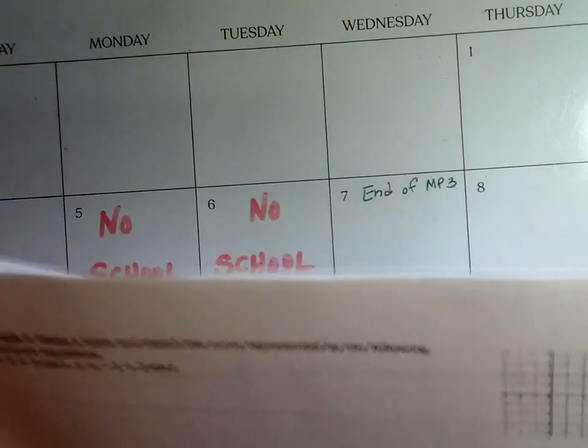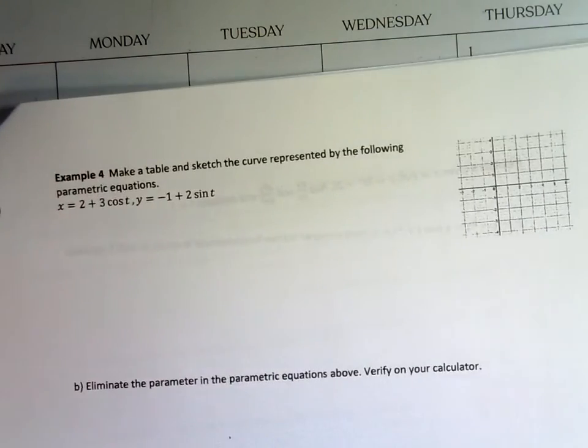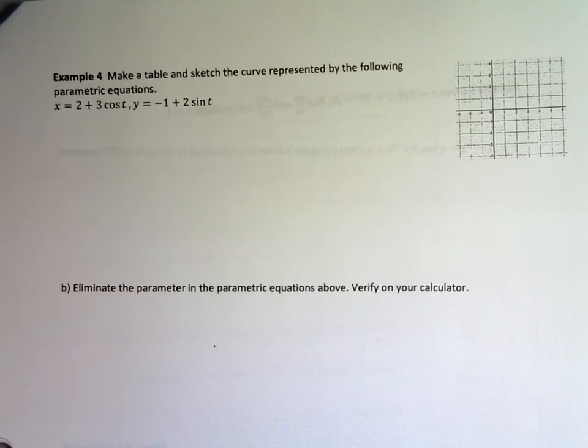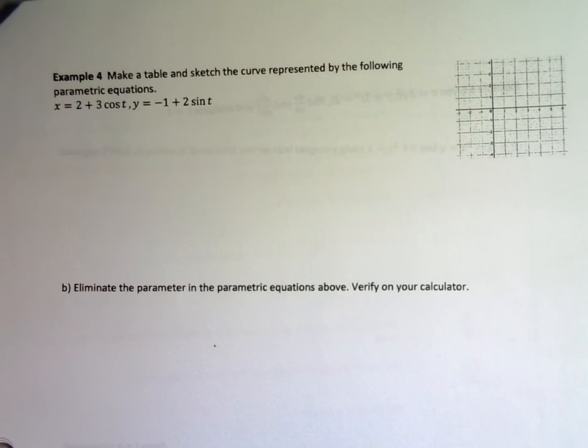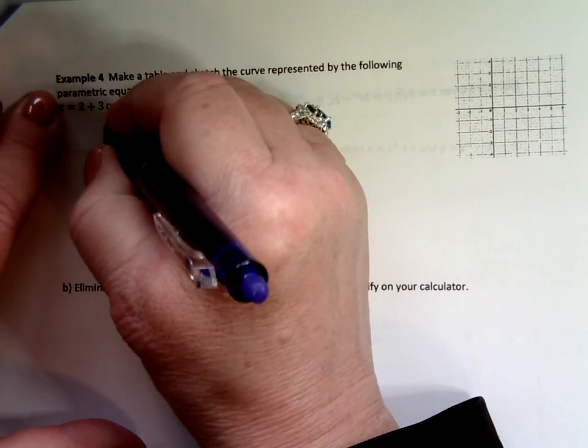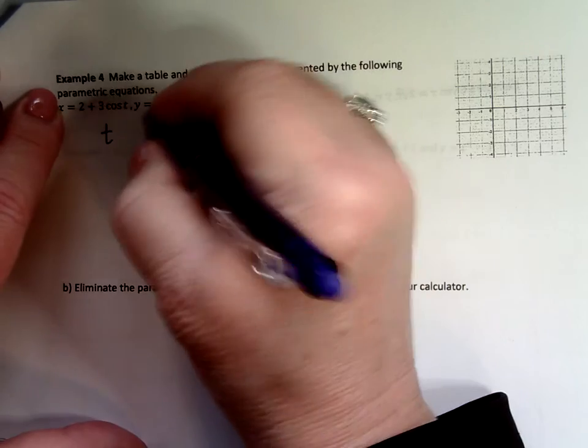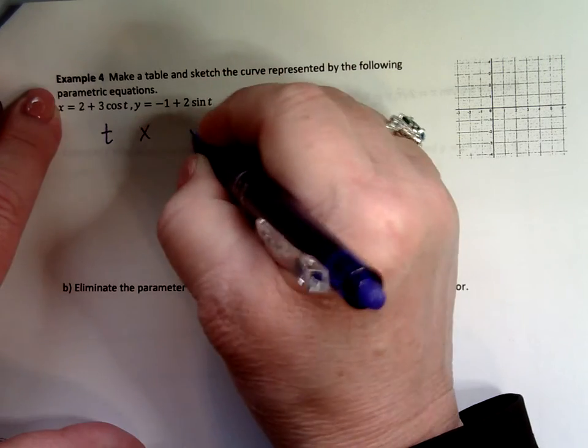Example 4. This one also says make a table of values and sketch the curve represented by the function of parametric equations. And there you go. Now I'm making my table of values. How does it work? I take t values and I take x values and I take y values and I make a table of values.